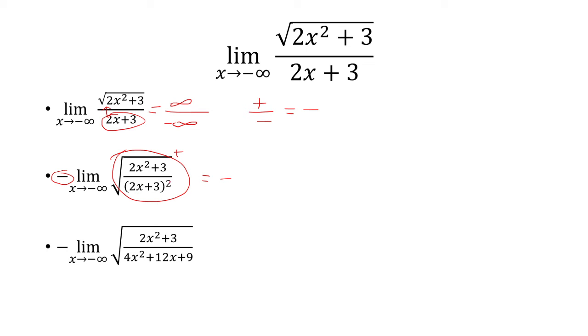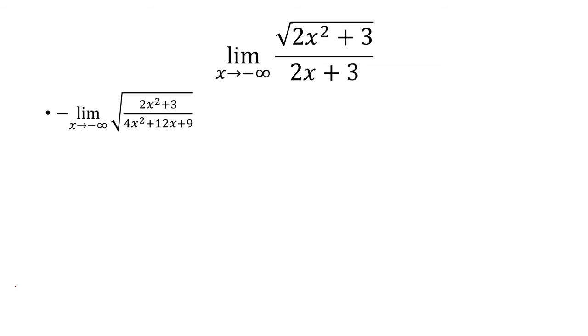Now I'm going to distribute the square. So 2x plus 3 squared becomes 4x squared plus 12x plus 9. Okay, now I'm going to divide everything by x squared. So every term inside the square root will be divided by x squared.